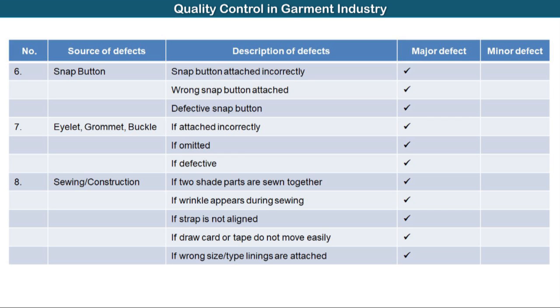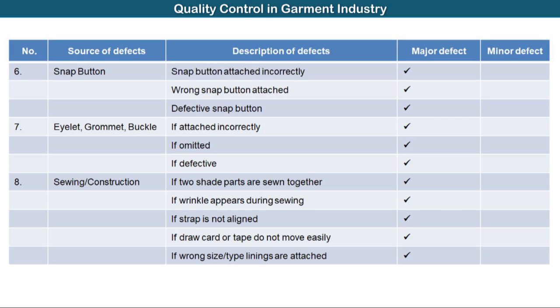If stripe is not aligned, it comes under the major defect. If draw cord, tape, etc. do not move easily, this is also a major construction defect. If wrong size or type of things are attached, that also comes under the major defect.